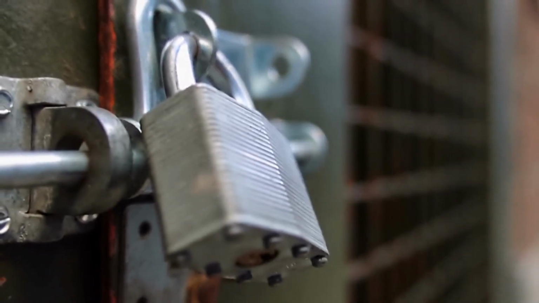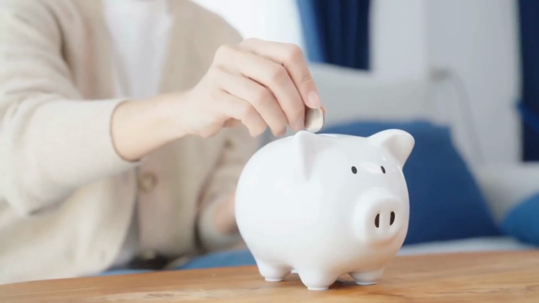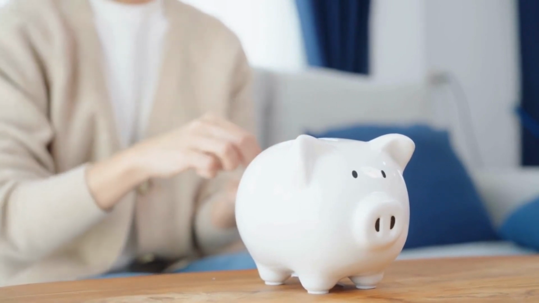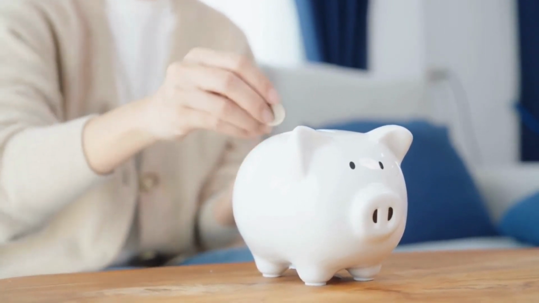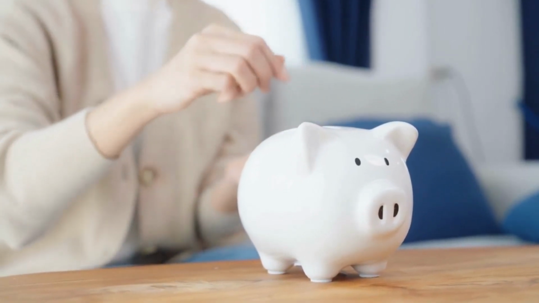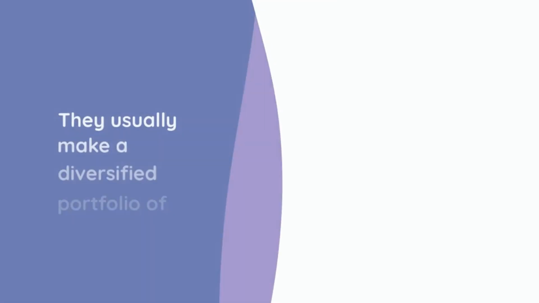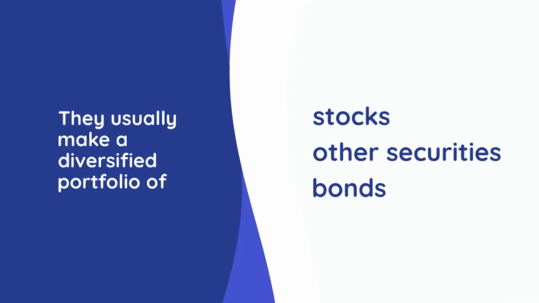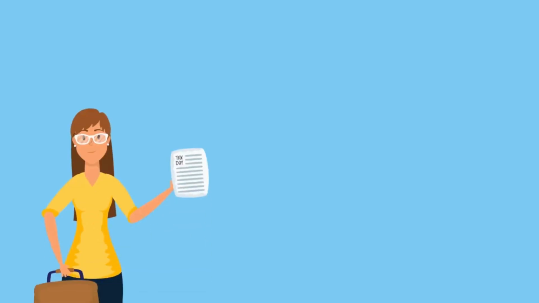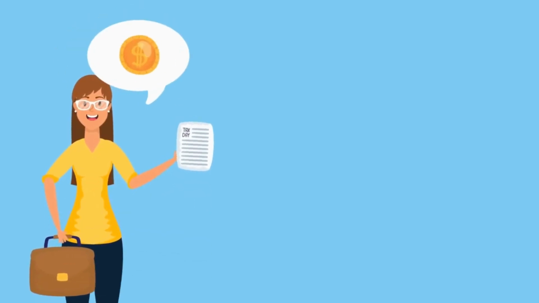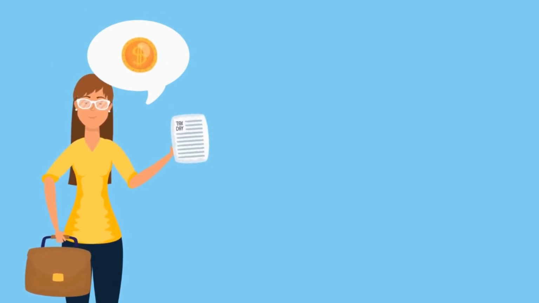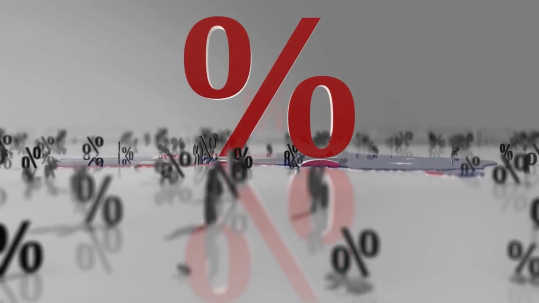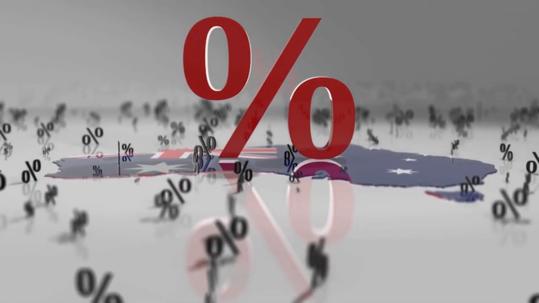A mutual fund is an investment vehicle that pools together money from many investors and uses that money to buy securities. They usually make a diversified portfolio of stocks, bonds, or other securities. Mutual funds offer investors the opportunity to diversify their portfolio and access professional management. The downside is that they also come with fees and expenses, which can reduce returns of your investments.